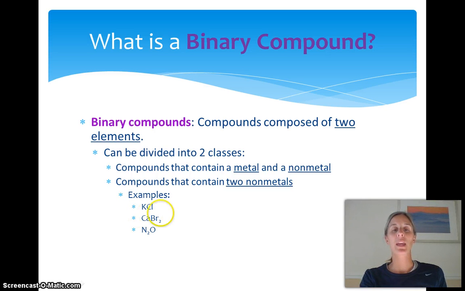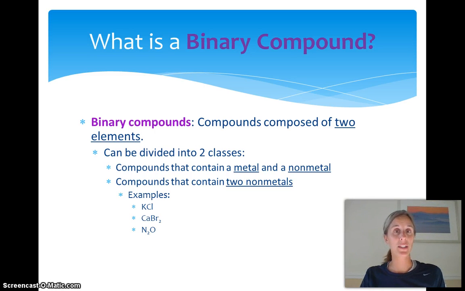In our first example, KCl, K comes from the metal side and Cl comes from the nonmetal side, so we're dealing with a compound that contains a metal and a nonmetal. If we look at our last example, the N and the O both come from the nonmetal side, so we have two nonmetals in that example. These are all binary compounds because they only contain two different elements. The first example has potassium and chlorine, the second one has calcium and bromine, and the last one has nitrogen and oxygen. So they're binary compounds because they contain two different elements.